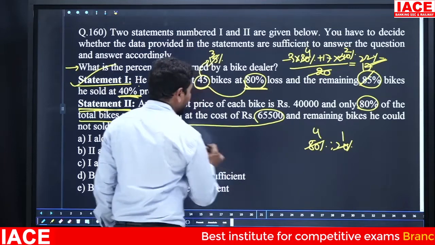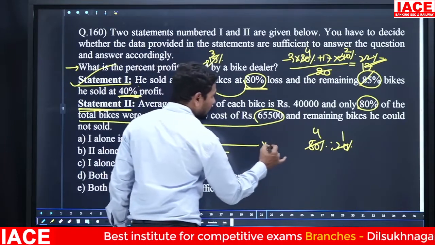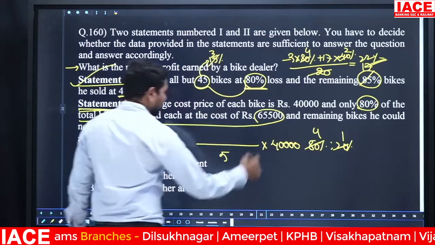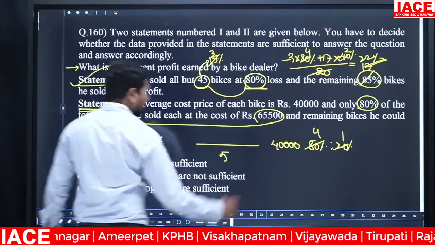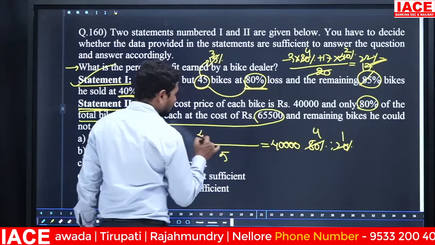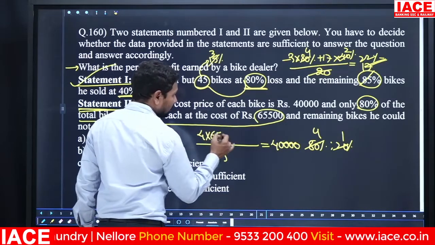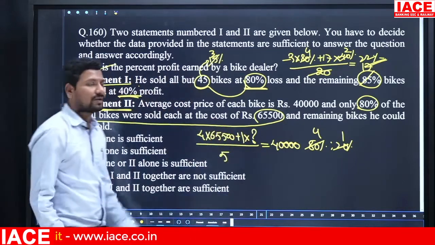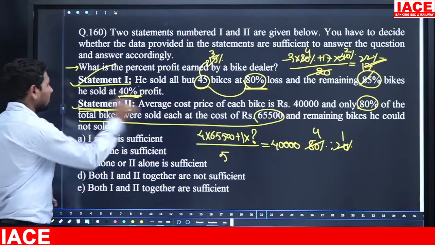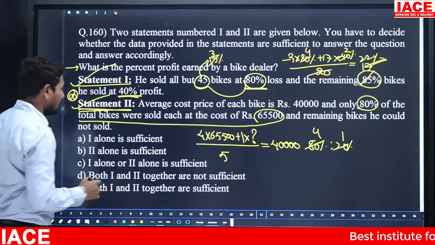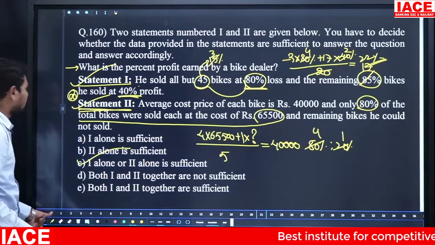The average value of 4 bikes, overall 5 bikes. The average value of 5 bikes is how much rupees? 40,000 rupees each bike. Then 80% bikes means 4 bikes. 4 bikes sold out for 65,500. The remaining 1 bike's value is how much? Okay, this is also getting an answer. That means statement 2 is also giving a final answer. Either statement 1 or statement 2, 1 or 2 means option C.